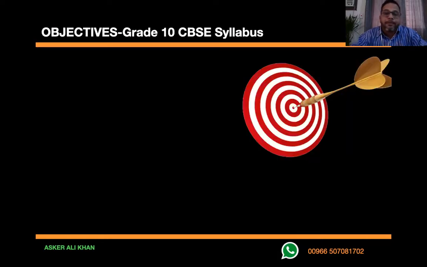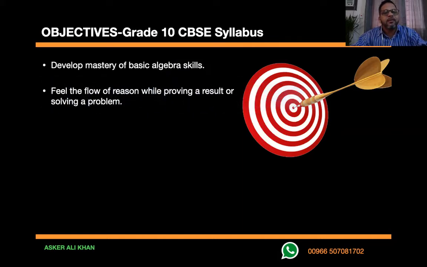Now, in order to make you a skilled thinker, what does the grade 10 CBSE syllabus test you in? The first objective is that you develop a mastery of basic algebra skills. Then you feel the flow of reason while proving a result or solving a problem. You will be required to use reasoning to prove a result, and when you do that, you develop analytical skills.